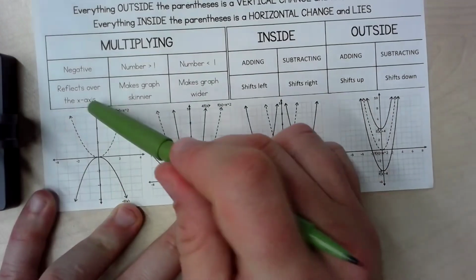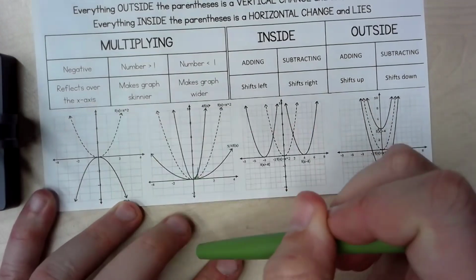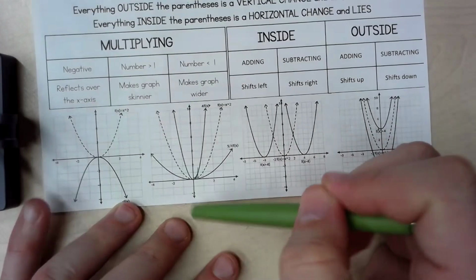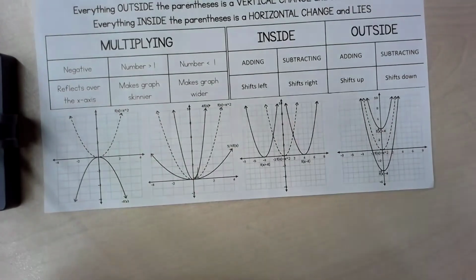And again, the negative just means that it's flipped. If it was -2, it'd be upside down and skinnier. Or if it was -1/4, it'd be upside down but wider because 1/4 is smaller than 1. So remember, look at the negative to flip it, then look at just the number.